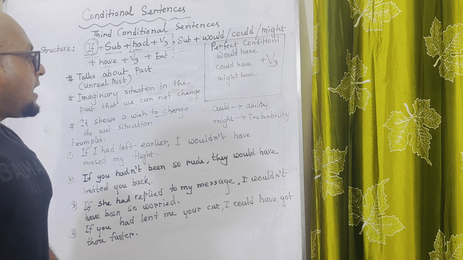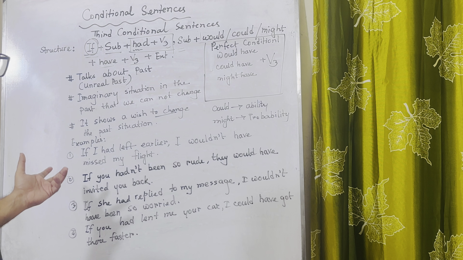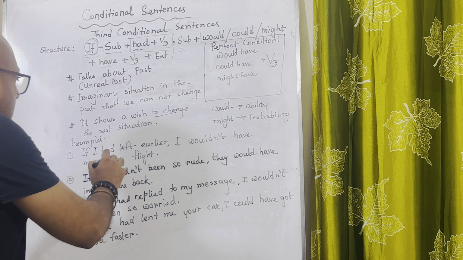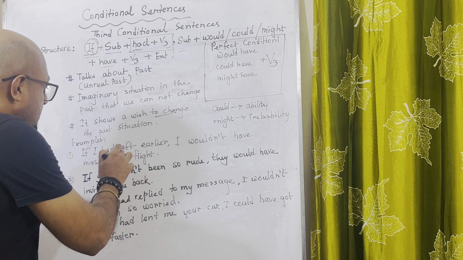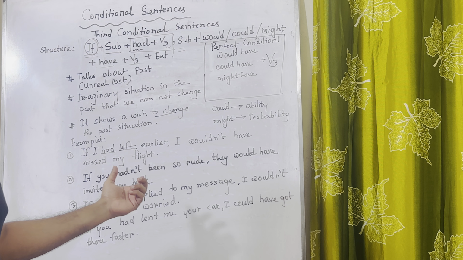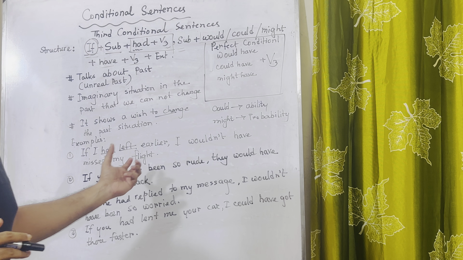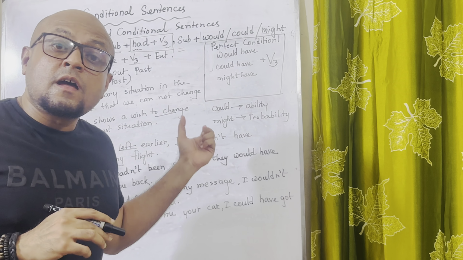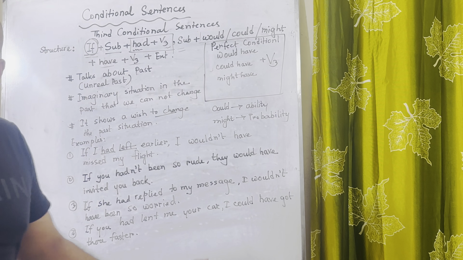Now let's take some examples over here. First example, if I had left earlier. Take a look at the verb pattern, had left. The verb in the subordinate clause is formed with the auxiliary verb had followed by the past participle form of leave.